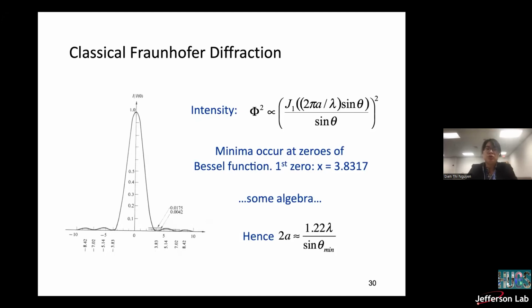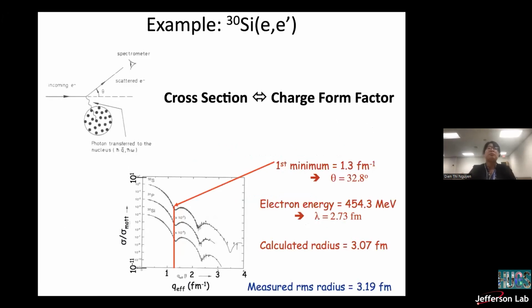So that is what you do in the classical picture. You know the wavelength, you know the first zero, you know the angle corresponding to that first zero, so you will be able to determine the size of the object. So that is the classical picture. Very much similar to the electron case here. Similar, but not the same, right?